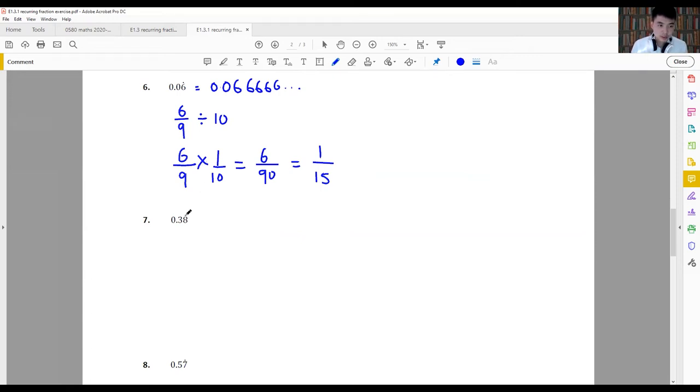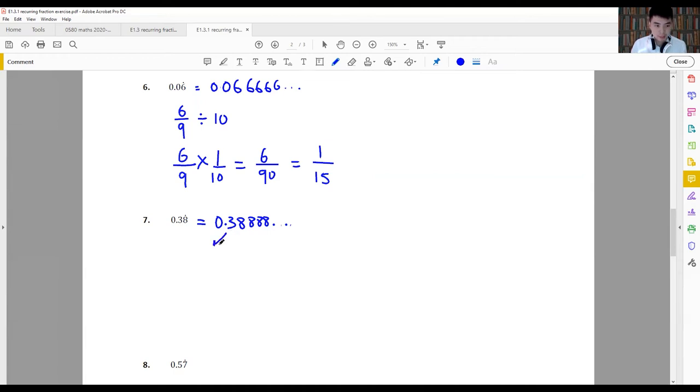0.38 recurring. Notice that the dot is only on top of the number 8, which means this is actually 0.388888 because the dot is only on 8. It is not 3838. It is just 0.388888. Okay, and then the recurring decimal continuing on would still be 8. All right. The easiest method to convert these into fractions is by breaking it apart.